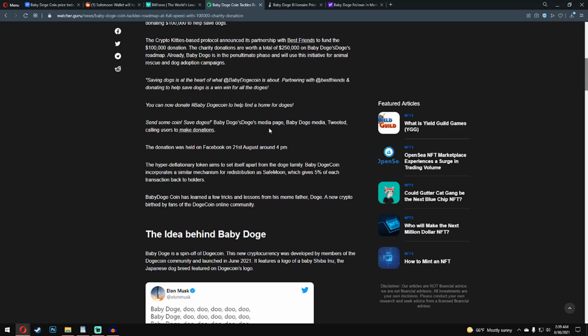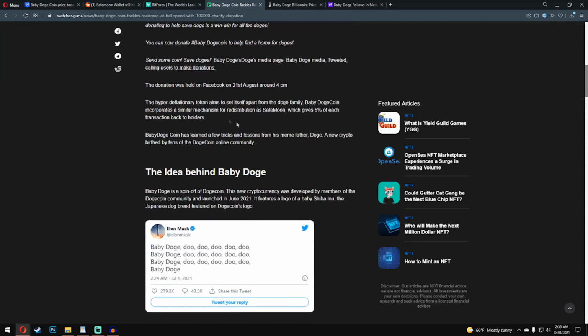Babydoge coin's media page tweeted calling users to make donations. Donations were held on Facebook on 21 August around 4 p.m. The hyper-deflationary token aims to set itself apart from the Doge family. Babydoge coin incorporates a similar mechanism for redistribution as SafeMoon, which gives 5% of each transaction back to holders.